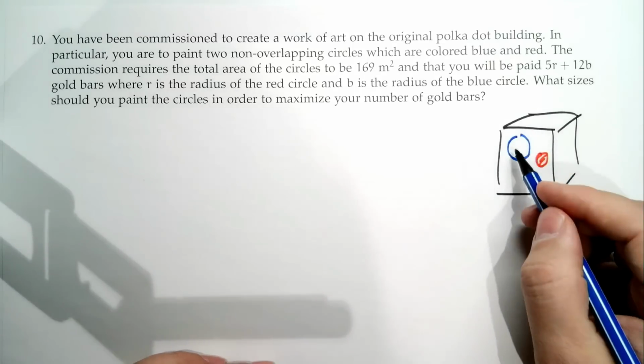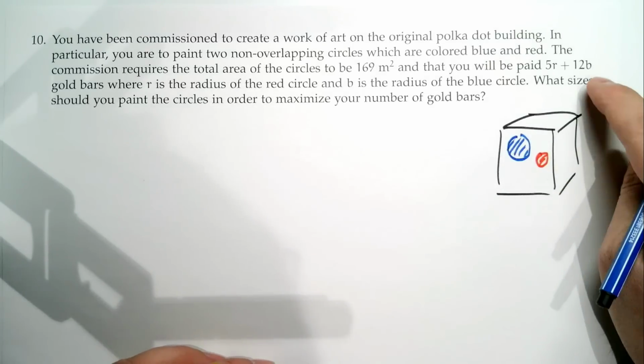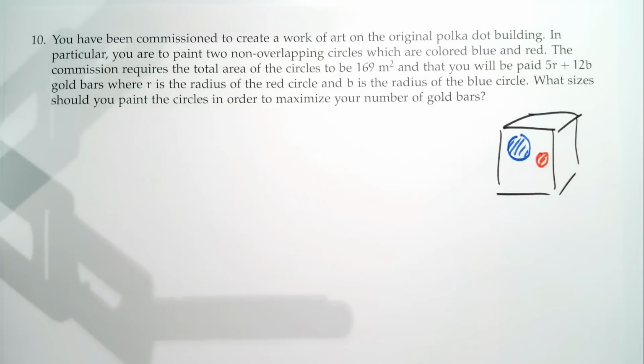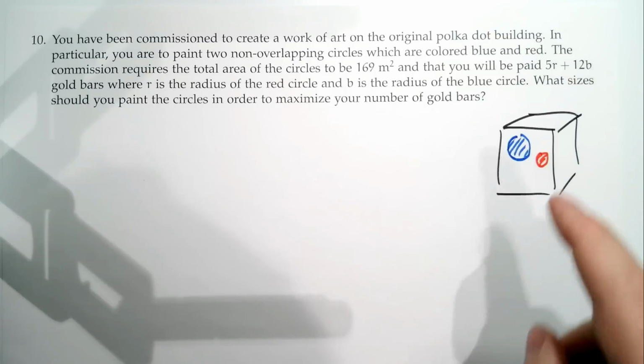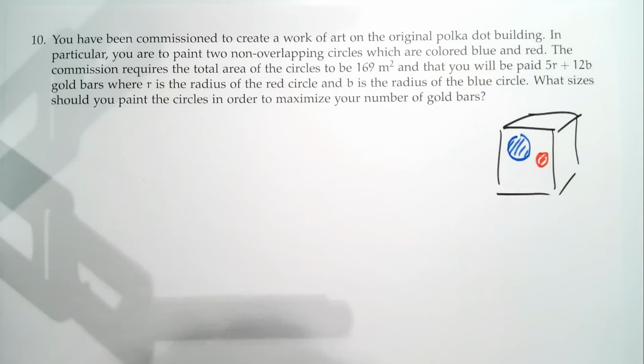Now, notice that for a blue circle, I get paid a lot more. I get nearly twice as many gold bars for my blue circle. So you might be thinking, perfect, we're going to make a polka dot with just 1 dot. Then I'll get a lot of gold bars. And, well, maybe. So the question is, what sizes should you paint the circles in order to maximize your number of gold bars?